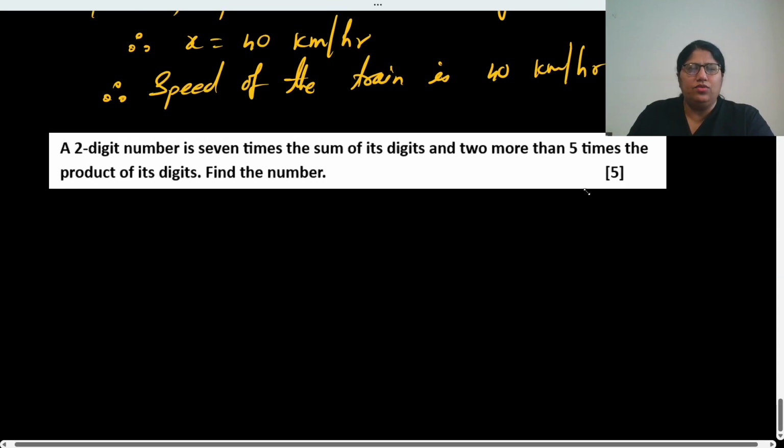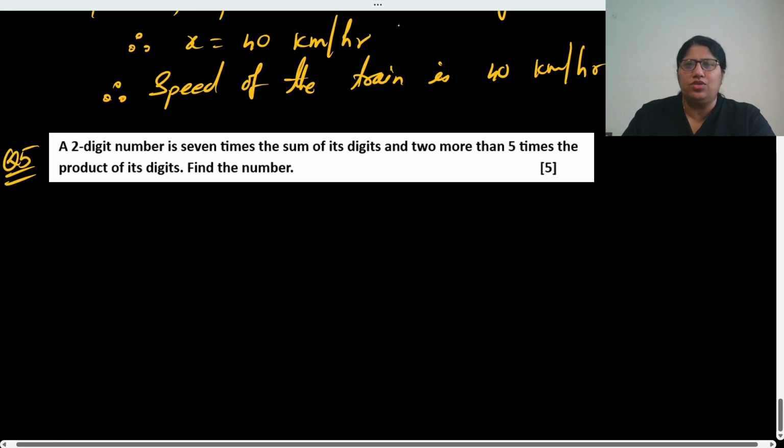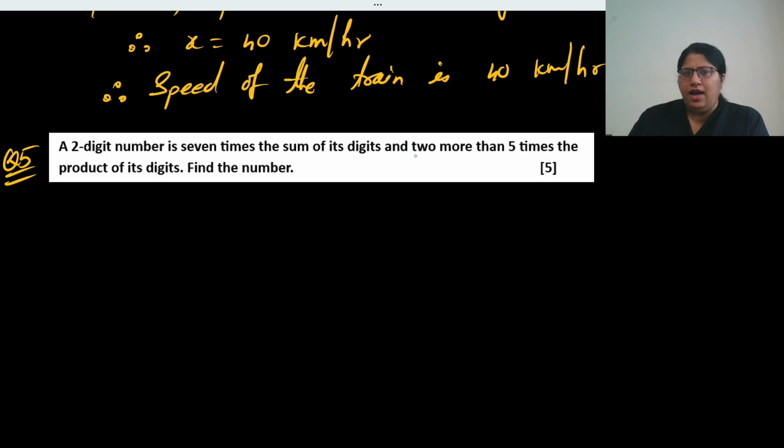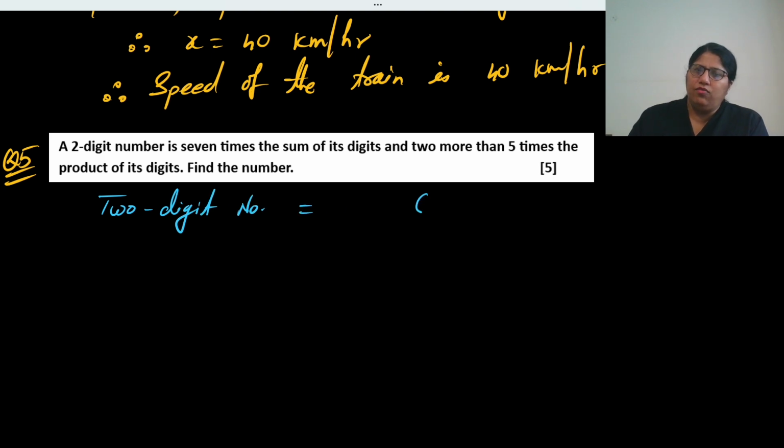Here in a 5-marker question, if I take this question, how are you going to solve it? Now this is your digit-based question. How do you do it? A 2-digit number is 7 times the sum of its digits, and 2 more than 5 times the product of its digits. So whenever it's a 2-digit number, first you have to define here. It's a two-digit number. If I take one digit in the ones place and another digit in the tens place, right? Find the number, we need to do it.